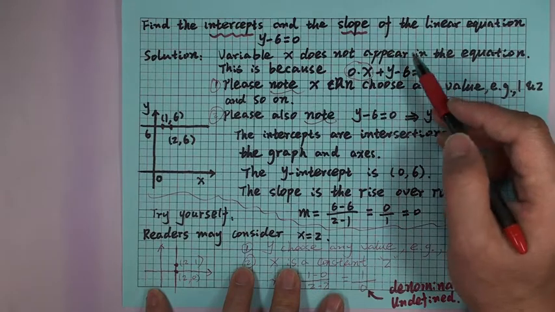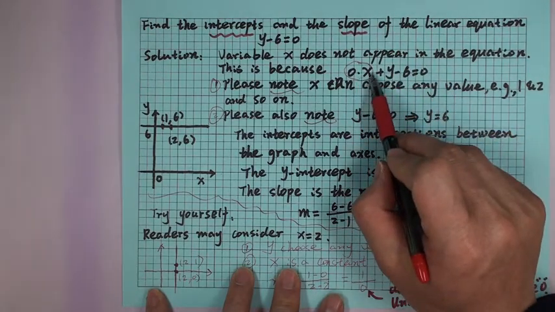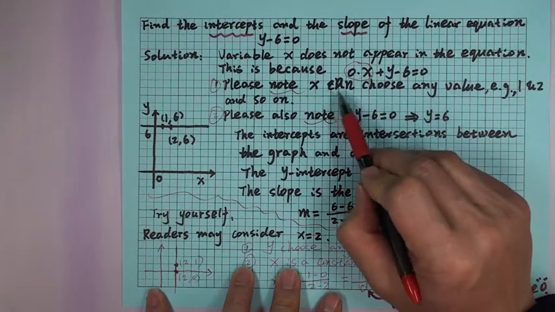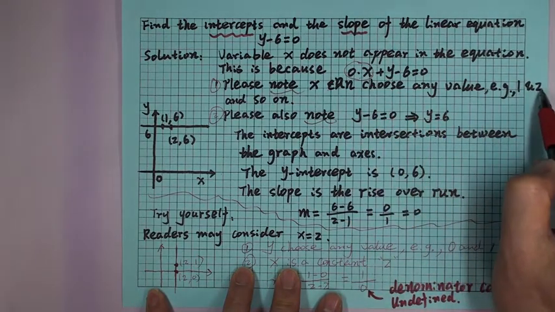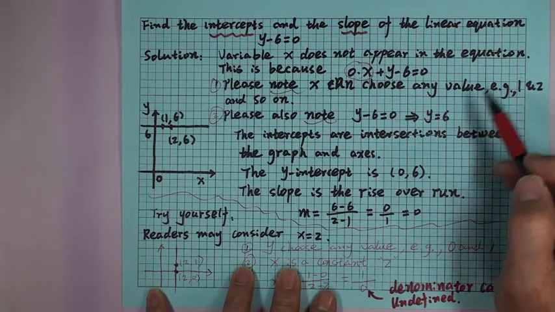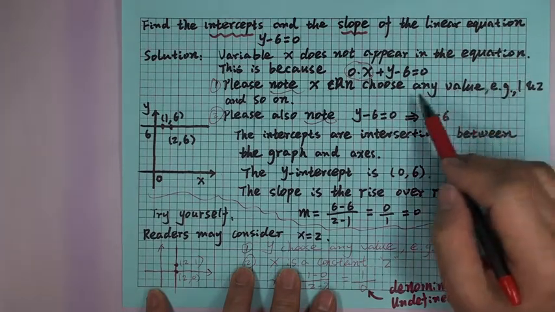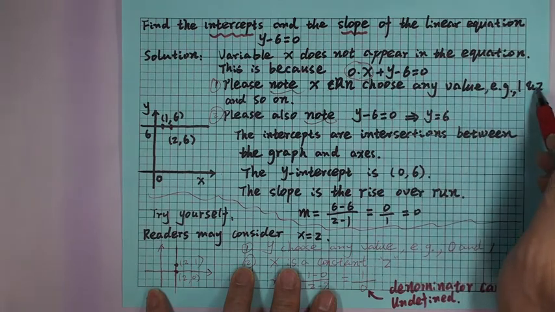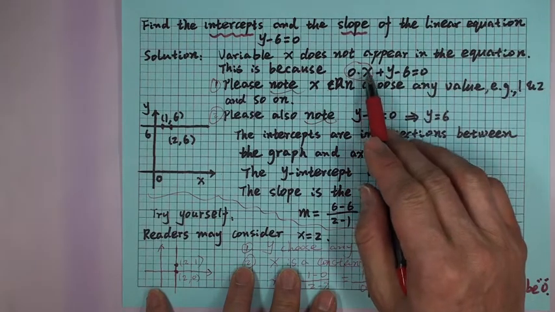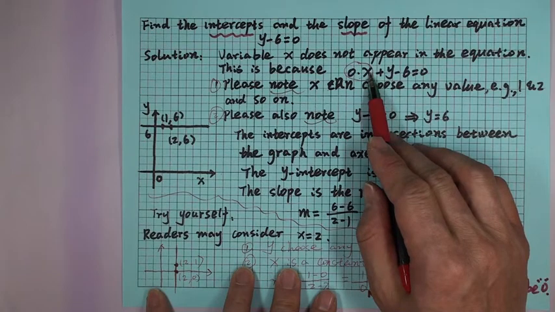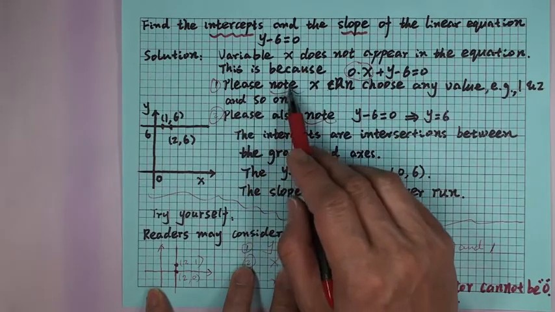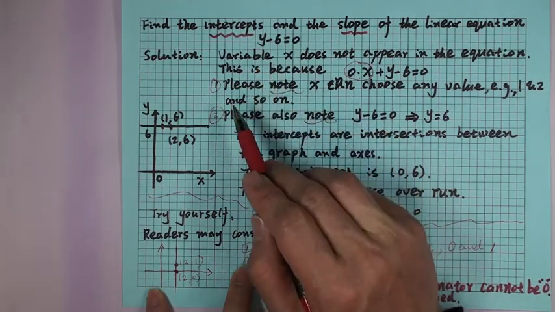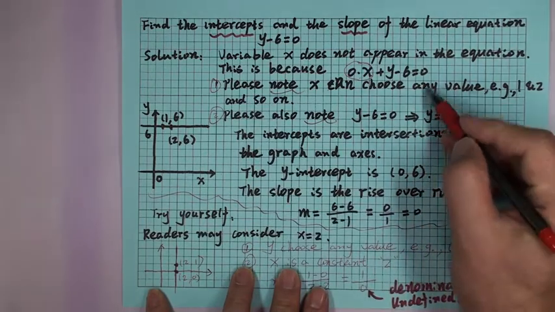Now, if 0 is in front of x, then x can choose any value. For example, 1 and 2. Even 0, negative 1, negative 2, negative 100. Whatever you put here, any value, 0 times that value is 0. So basically, y minus 6 equals 0. And x does not appear means x can choose any value.